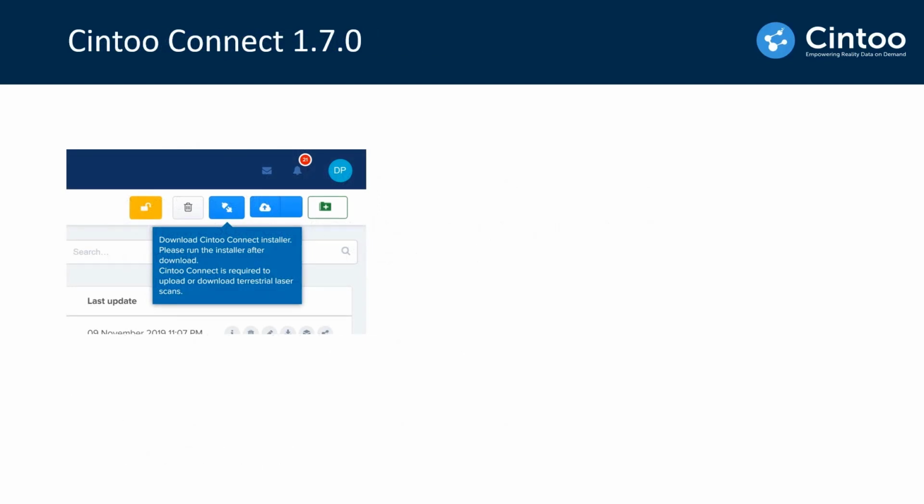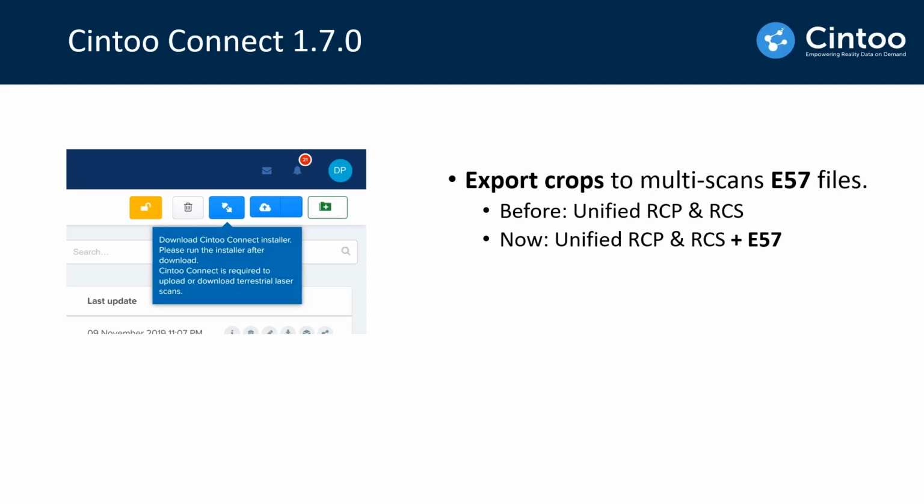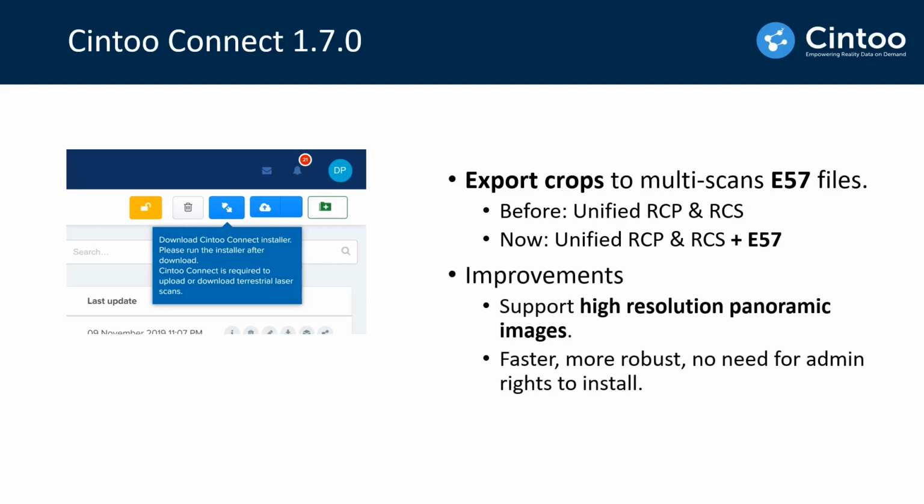We also released Cintoo Connect 1.7, that you can install from this button at the top right of your web app. The main big feature here is the export of crops. For your information, we use Cintoo Connect to upload scans to the platform, but also to download scans and turn them back into a set of point clouds. Until now, when you selected a crop, the only export capability you had was a unified RCP/RCS, which is the Autodesk point cloud format. Now we added E57 as well. And we also made Cintoo Connect much easier to install, faster, etc.